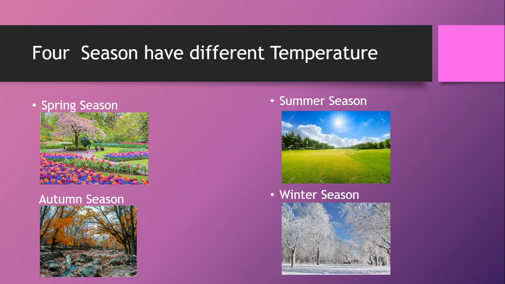So the best time for the plant to grow well is the summer and the spring season. In winter they cannot grow well because the temperature is very low, and in autumn the leaves become yellow and they cannot grow well.